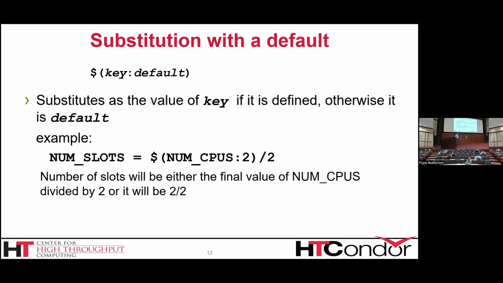For the dollar substitution, you can have a default value. That is, if there is no value for the key, then what we do is substitute this literal value, whatever is after the colon, explicitly. So in this case, num CPUs will substitute either the current value of num CPUs or the value 2.